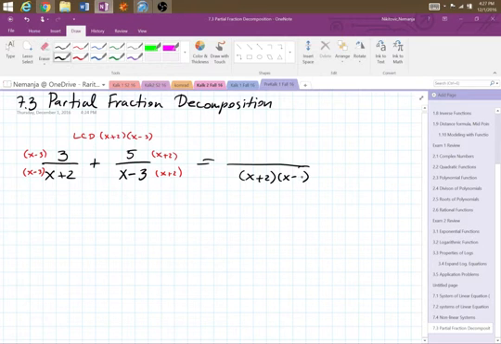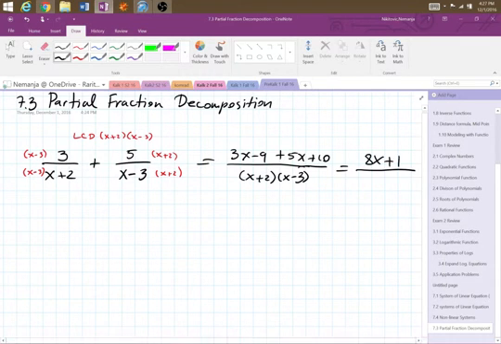That's a 3. And then we have 3x minus 9 plus 5x plus 10. And together, they are 8x plus 1. And then we have x plus 2 and x minus 3. This is the algebra stuff, yes.